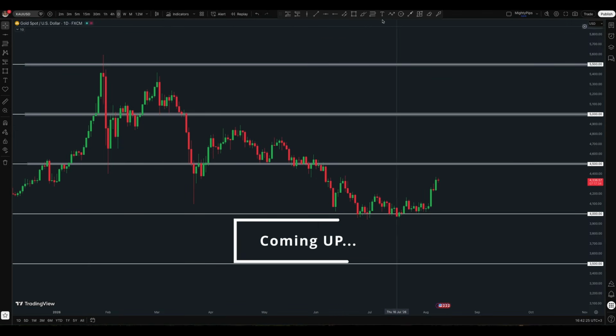Those zones are reference zones for us to wait for price to come back to, and then we can use them for targets, and we can use them for confluences, right?